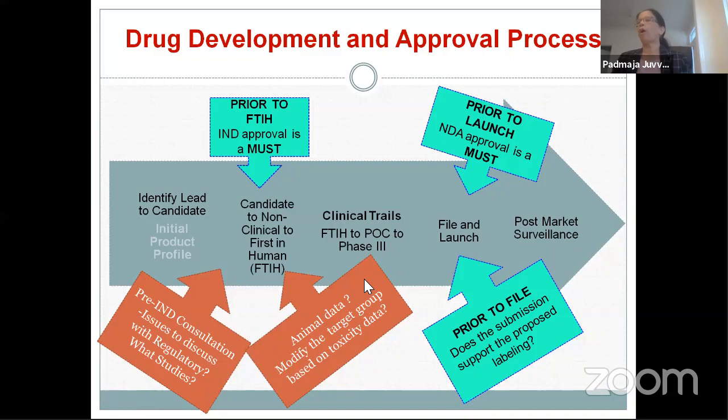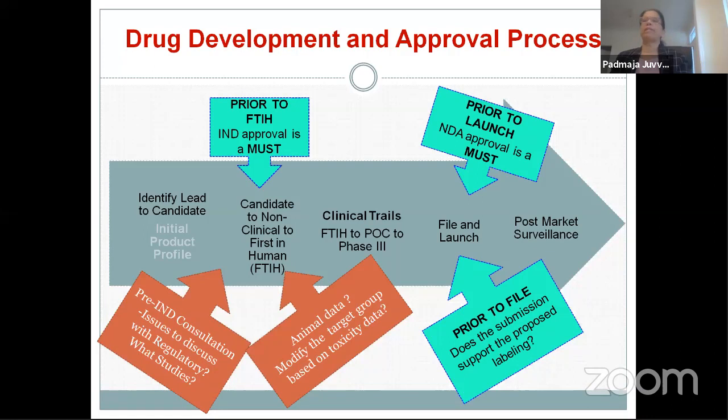And prior to launch, once we submit our NDA, FDA reviews it. And again, I'll go over the review process a little later. But once the FDA reviews and thinks that the data is acceptable and the product is ready to put into the market, that's when we are eligible to launch. However, the NDA approval is a must.